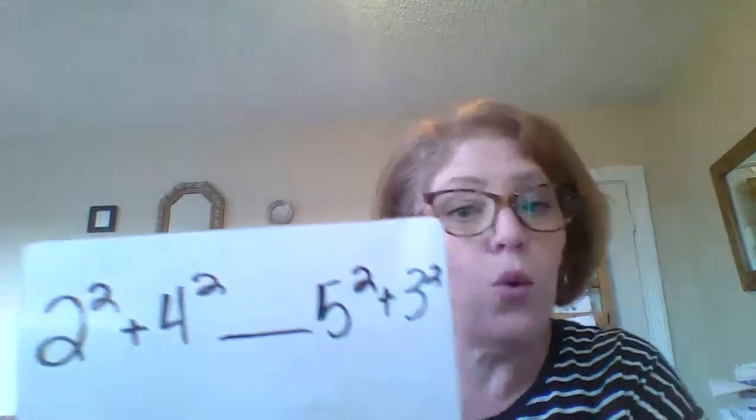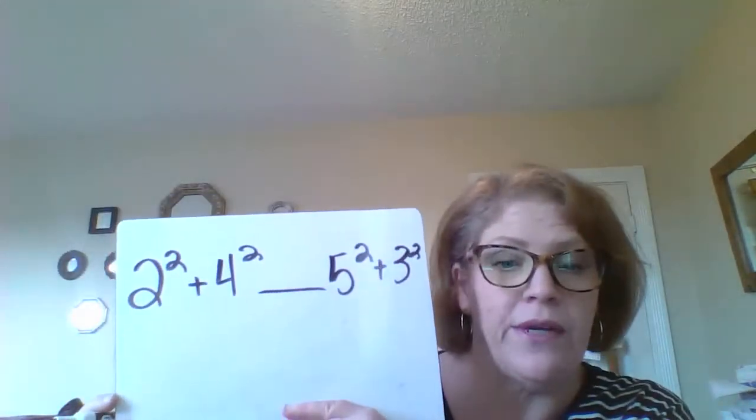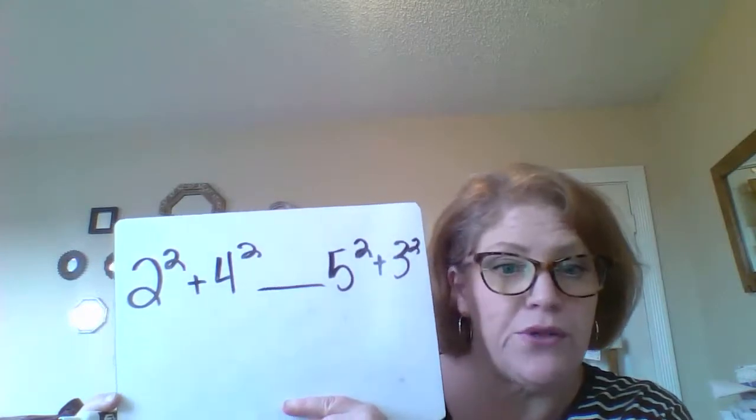So if you have two exponents and you're trying to figure out which one is greater than and which one is less than, you have to do a couple of steps first. So in our example on the worksheet, we have 2 to the second power plus 4 to the second power. And then we want to know, is that greater than or less than 5 to the second power plus 3 to the second power? Okay. So we have a little work to do before we can decide which one is less than and which one is greater than.